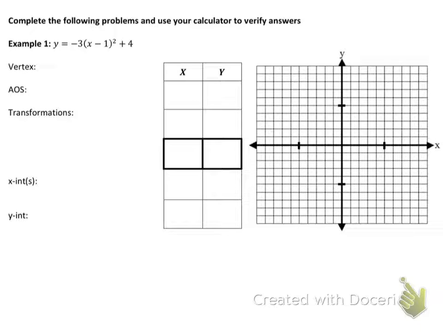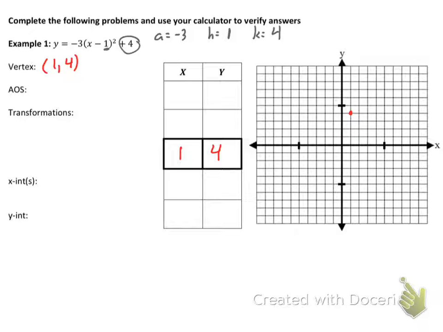So the first thing I want to do is figure out what's my a, what's my h, and what's my k. So the a value is -3. The h value is the number that follows the subtraction sign. So you see it's x minus 1, so all I'm going to take is the 1. And then the k value at the end is +4. So my vertex is automatically given as h, k: 1 comma 4. In this table, I'm going to put 1, 4 there. That's my vertex, and I'm going to graph that over here.